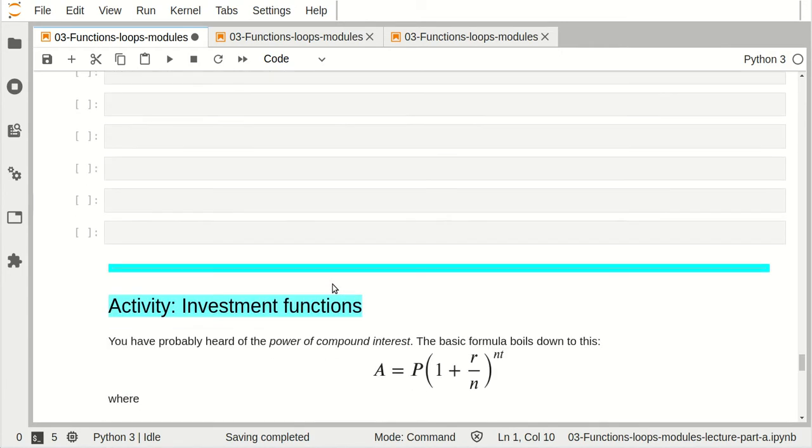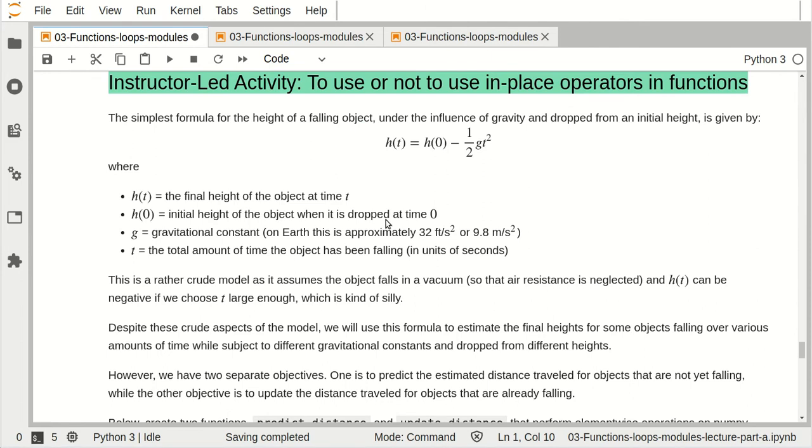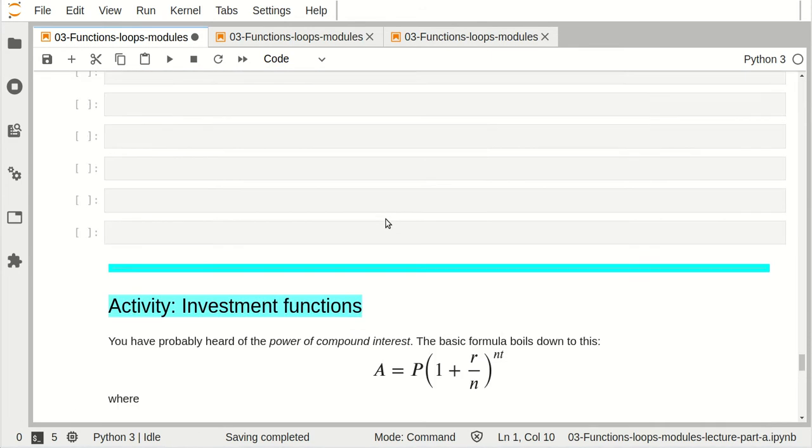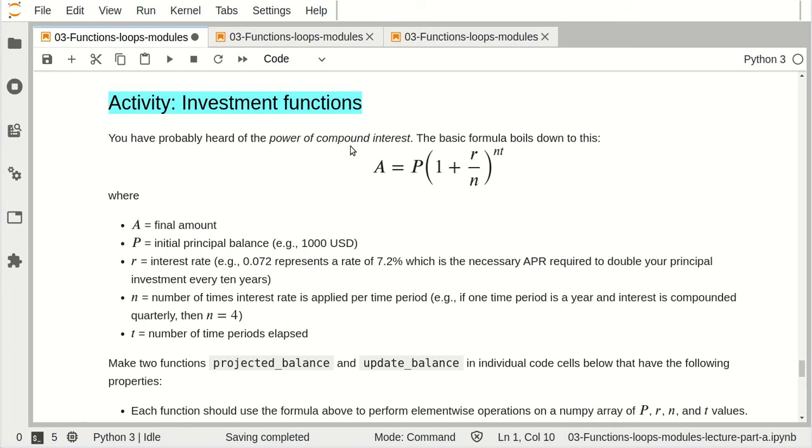So this is involving investment functions. It's very similar to what I had to do in this instructor-led activity that was in the lecture video. So in this one, I'm talking about something you've probably heard about, which is the power of compound interest. The basic formula boils down to this. A, which is the final amount, is equal to P, which is the initial principal balance, times 1 plus R over N, where R is the interest rate. And in this case, you would use a number of like 0.072 to represent a rate of 7.2%.